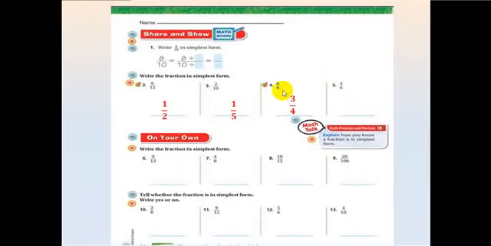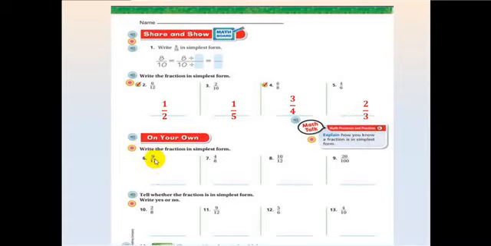6 divided by 2 equals 3. 8 divided by 2 equals 4. It will be 3/4. Here 4 over 6. The common factor between 4 and 6, it's very easy. It will be 2. Divide 4 by 2, gives 2, and 6 divided by 2 gives 3. It will be 2/3. Here 9 over 12. What is the common factor?